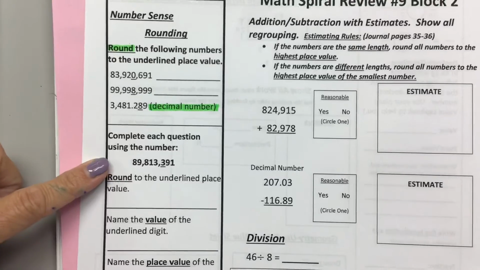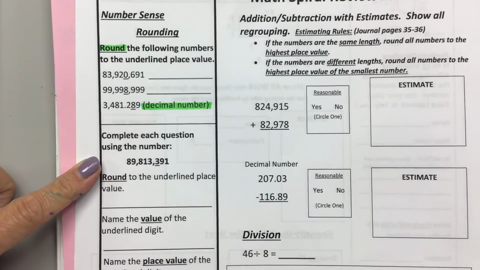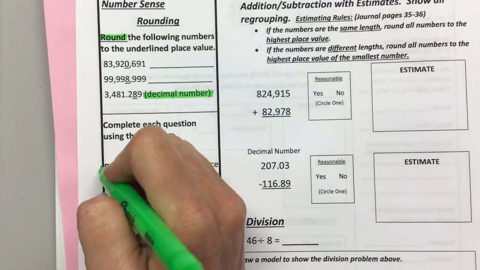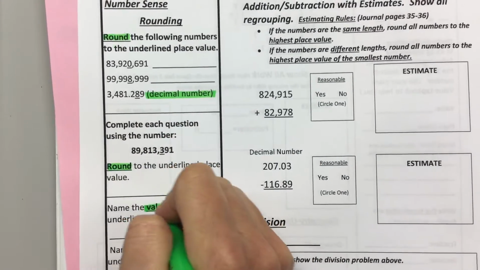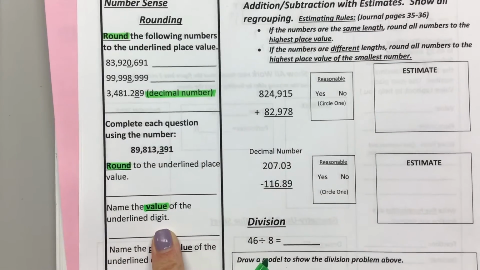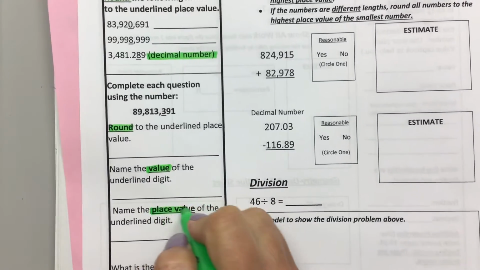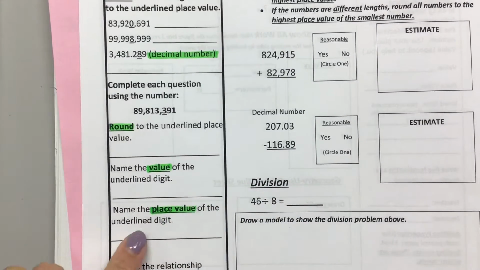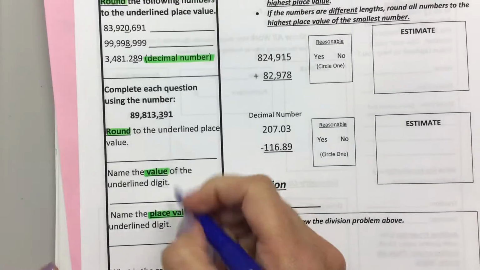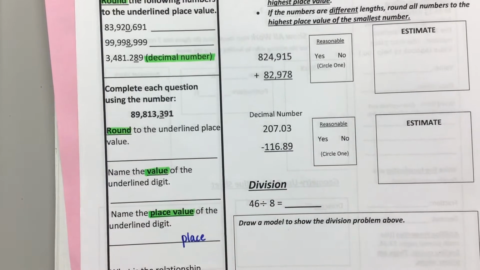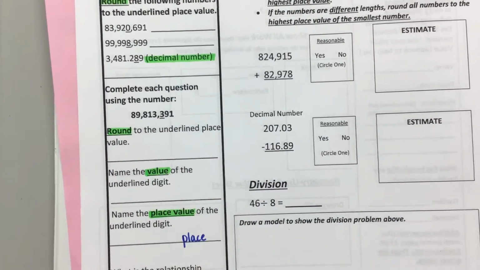Looking at this number, it's 89,813,391. First, you need to round. Then you need to tell me the value. That's going to be what is the digit worth. It's going to be a number. And then you need to tell me the place value of the underlying digit. So at the end of that line, we're going to go ahead and write the word place. And we know that is going to need to be either ones, tens, hundreds, thousands, 10,000s. There's no decimal, so it's not going to be a decimal place value.